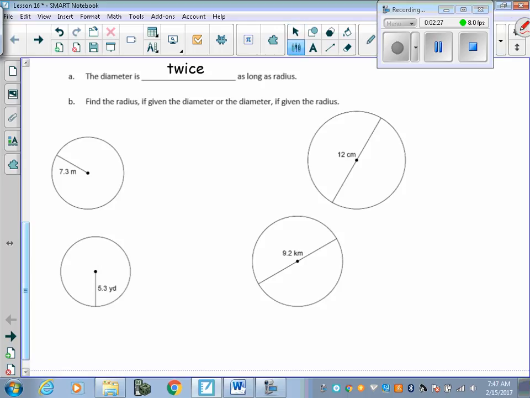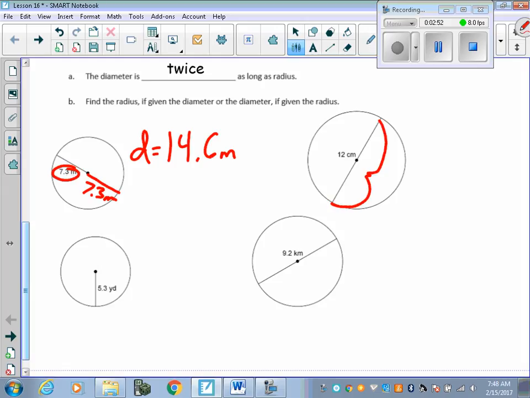For instance, I'll do these first 2. This has a radius of 7.3 meters. Well, if I want the diameter, that means I'm going to extend that. That also would be 7.3 meters. So together, the diameter would equal 14 6/10 meters. On this one over here, the diameter is 12 centimeters. I only want the radius, which is exactly half of that. So therefore, the radius equals 6 centimeters.